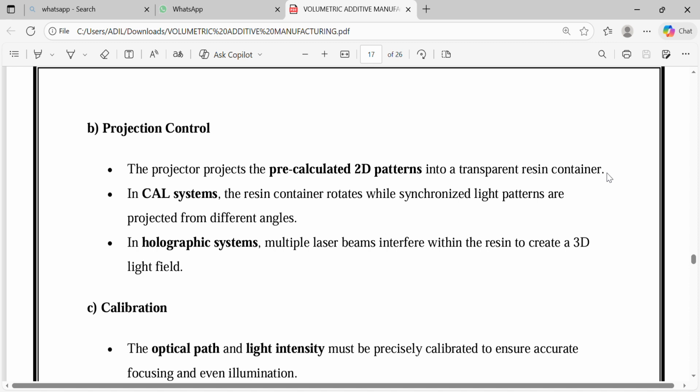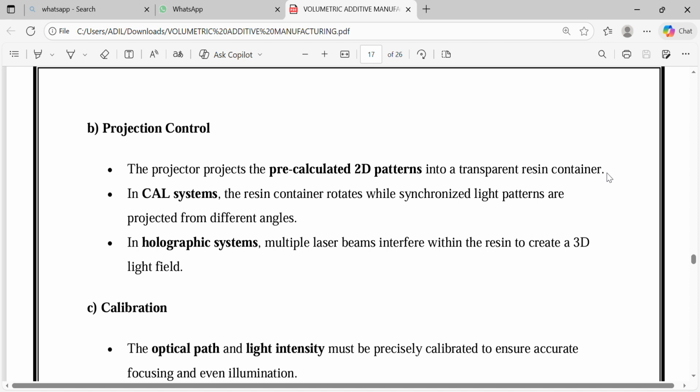Pre-calculated 2D patterns used in the VAM to project specific images, cure agents selectively, and build 3D structure layer by layer. It is generated using tomographic algorithms and computational models. In computed axial lithography systems, the resin container rotates while synchronized light patterns are projected from different angles. In a holographic system, multiple laser beams interfere within the resin to create a 3D light field.